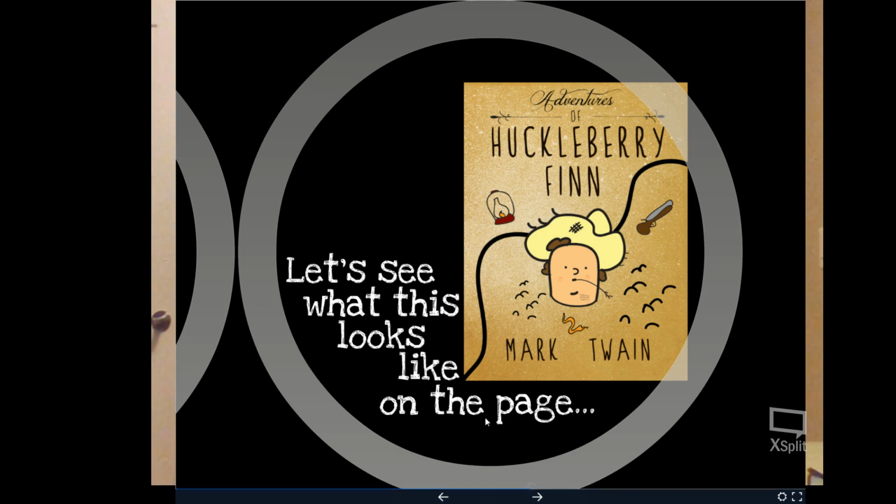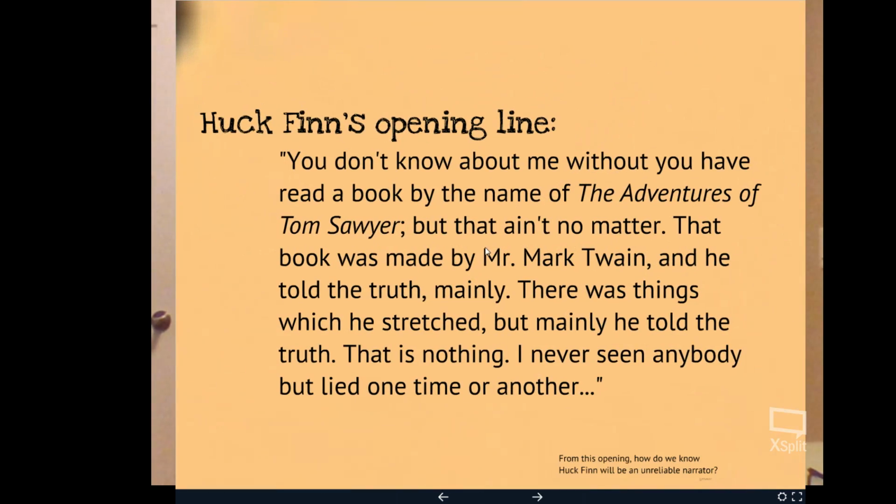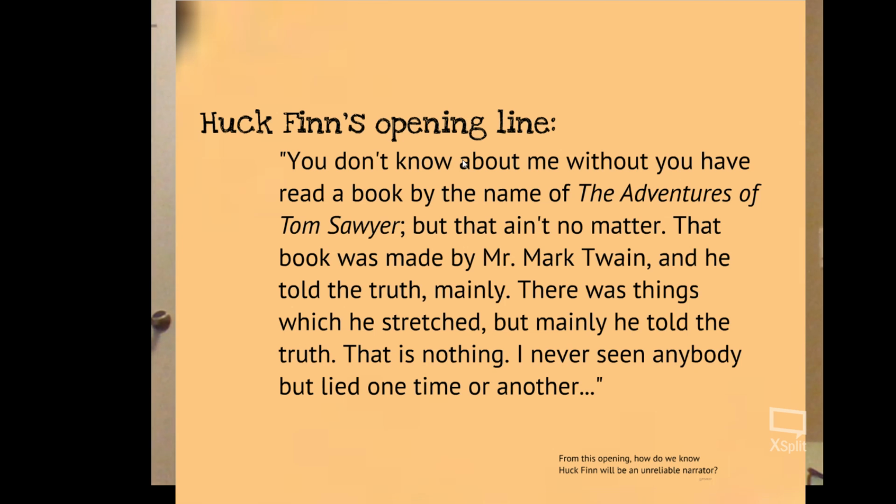Now let's see what this looks like on the page. Huck Finn's opening line: "You don't know about me without you have read a book by the name of The Adventures of Tom Sawyer. But that ain't no matter. That book was made by Mr. Mark Twain, and he told the truth. Mainly. There was things which he stretched, but mainly he told the truth. That is nothing. I never seen anybody but lied one time or another."